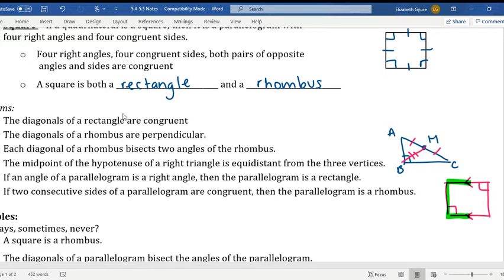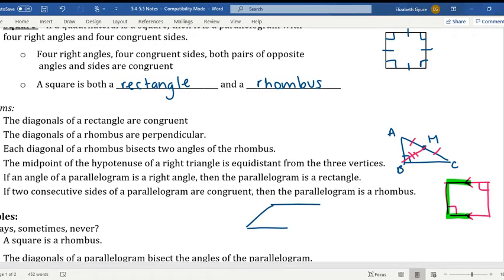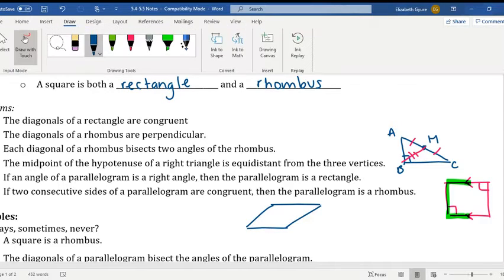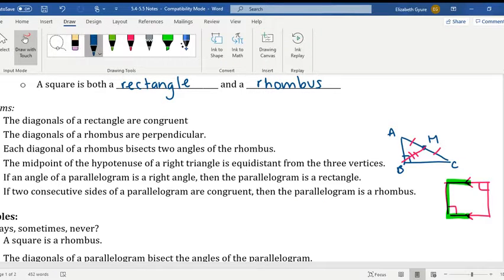Which one am I at now? There we go. Last one. If two consecutive sides of a parallelogram are congruent, then the parallelogram is a rhombus. What this is saying is if you have a parallelogram and the consecutive sides, those are the sides that are next to each other. Consecutive is like in a row, like consecutive days.